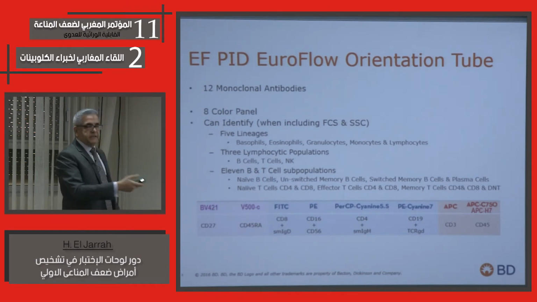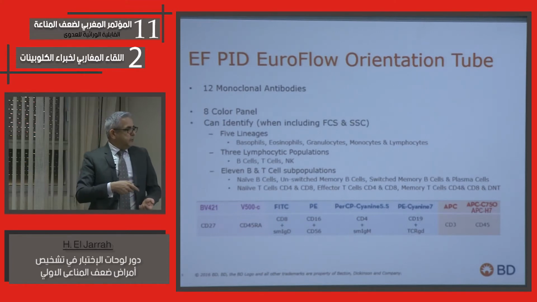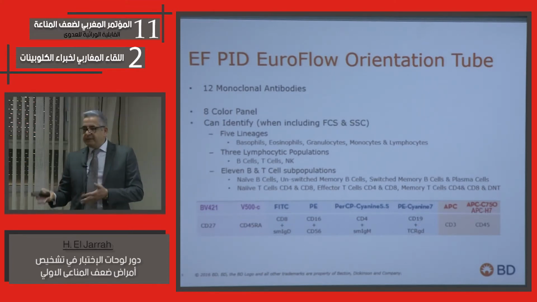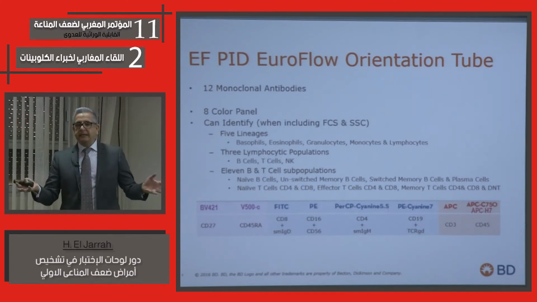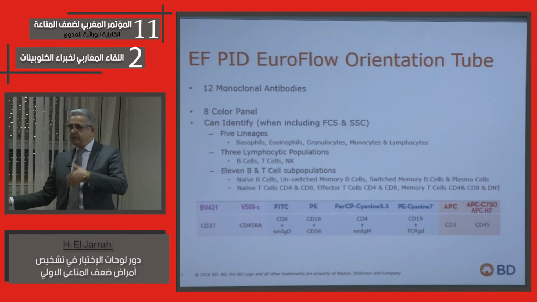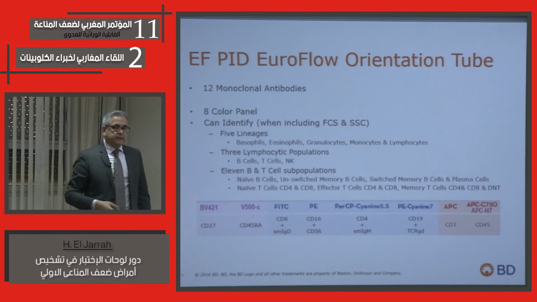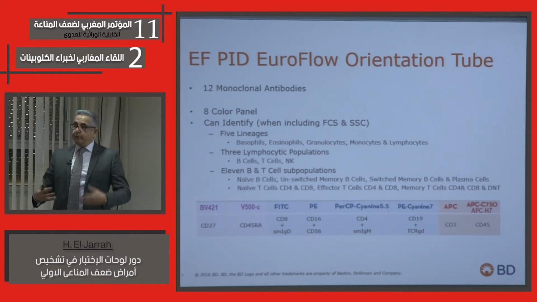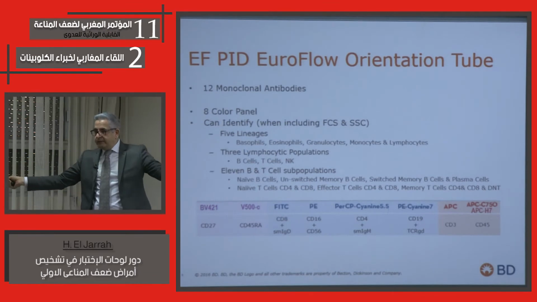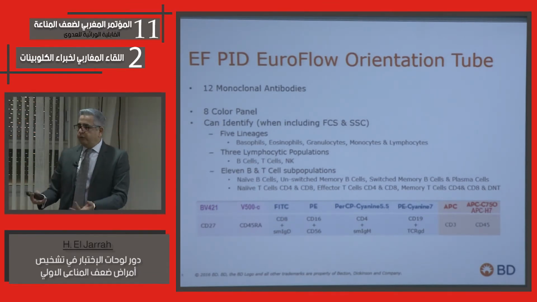For example, CD8 is a T cell marker. Surface immunoglobulin IgD is a B cell marker. There is no cell that can have both at the same time. It's either a B cell or a T cell. The same thing for CD3 and IgM, or CD19 and TCR gamma delta. So by doing this, you are maximizing the efficiency of your flow cytometer.